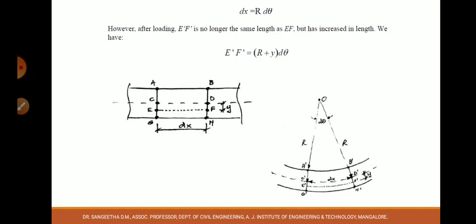But for the increased length, we have E dash F dash equal to r plus y into d theta. R is the curvature radius, that is from the middle neutral axis. Below that, the fiber distance is y, so r plus y into d theta. See, dx is equal to r into d theta, and E dash F dash is r plus y into d theta.